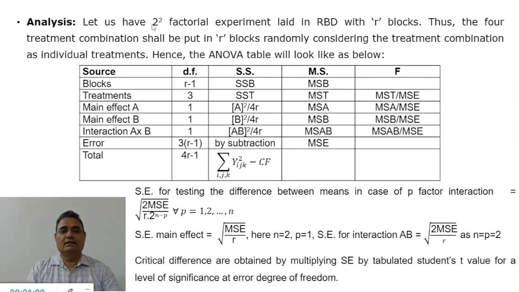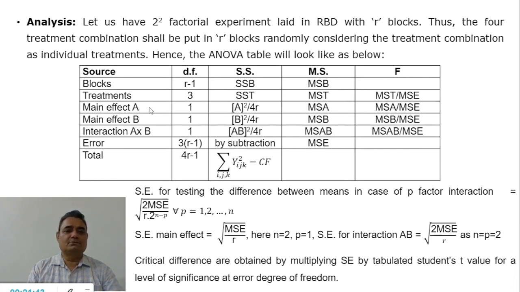So here the analysis of variance table is given for 2 raised to power 2 factorial. In this table we have sources of variation as blocks. Since we have R blocks, so R minus 1 degrees of freedom. Treatment, we have four treatment combinations, A0 B0, A0 B1, A1 B0 and A1 B1. Four treatment combinations are there, so 3 degrees of freedom. This is the sum of squares due to treatment and this is the mean sum of squares.